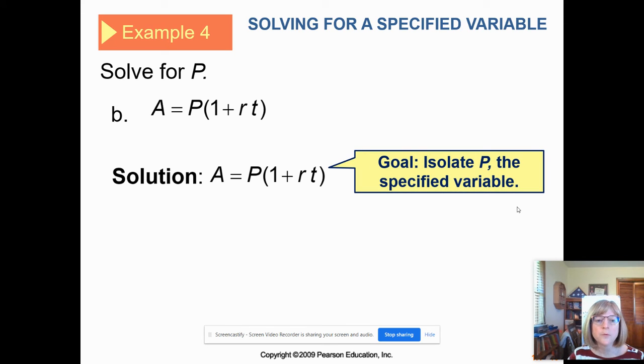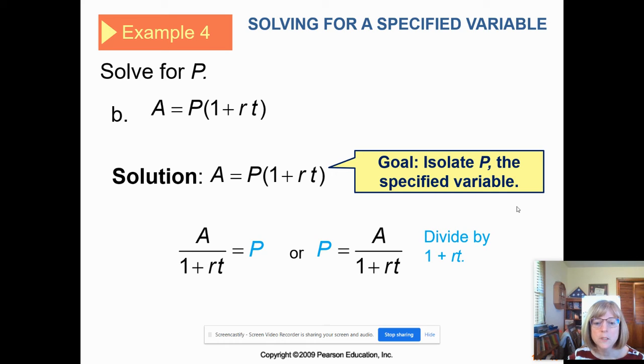Now here's another formula that's similar. It also has to do with interest and rate. Here we're trying to solve for P, the principal. So basically, anything that isn't P, we need to get to the other side. This one is fairly simple. We divide by 1 plus RT.